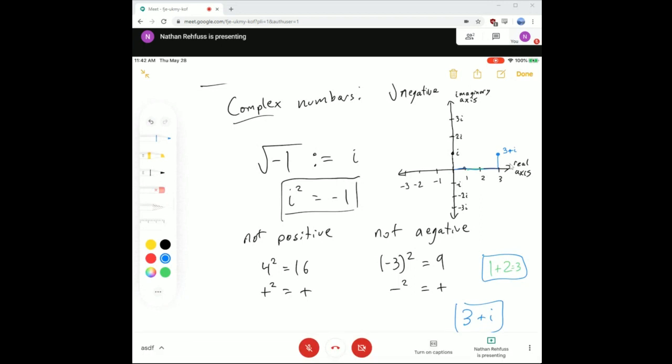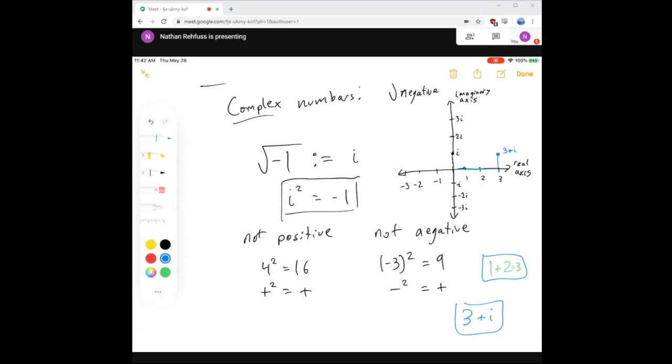Now, you should be getting flashbacks to plotting points in the Cartesian plane, because it's exactly the same thing. I went 3 in the real direction and then 1 in the imaginary direction. It's like saying the imaginary axis is how far up or down you go, and the real axis is how far left or right you go. It's like a Cartesian plane. So if I wanted to plot, I don't know, -2 minus 2i, that would live right here. -2 minus 2i.